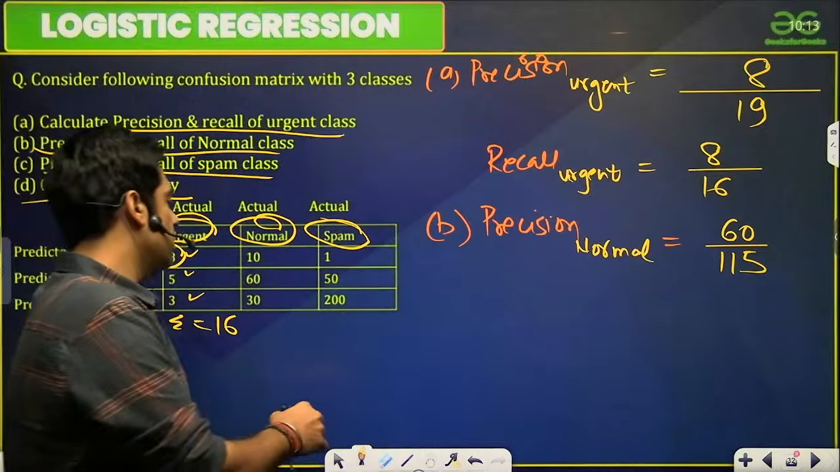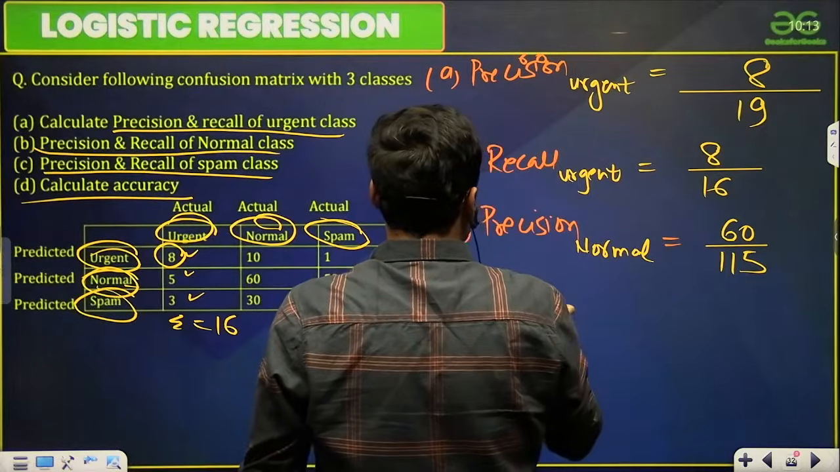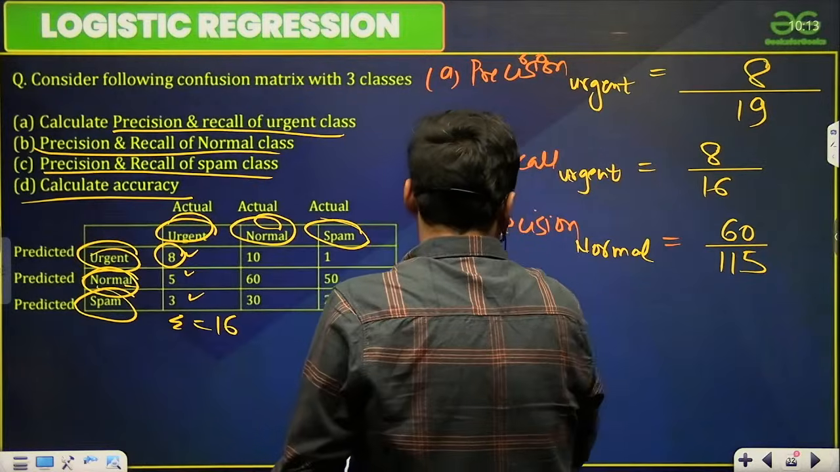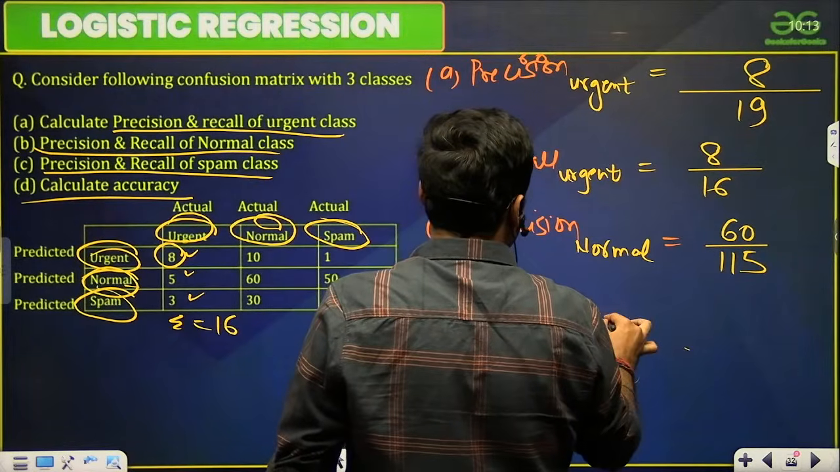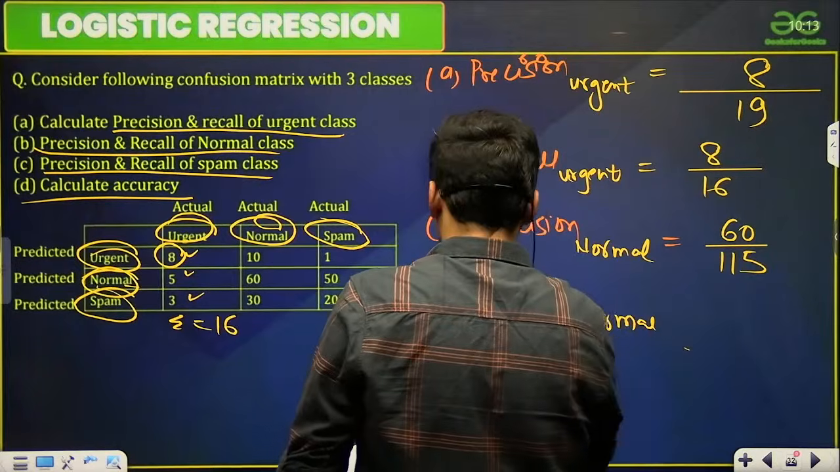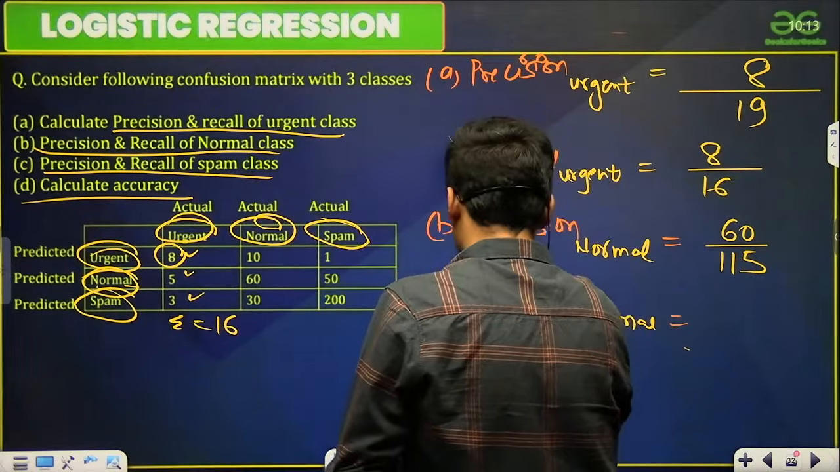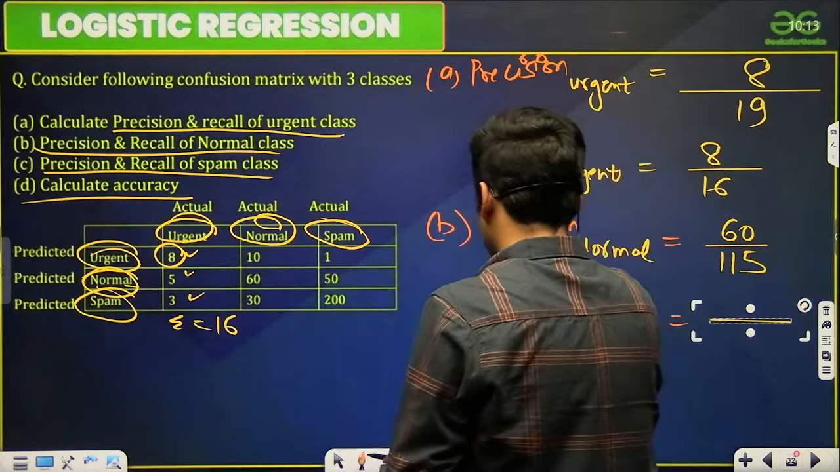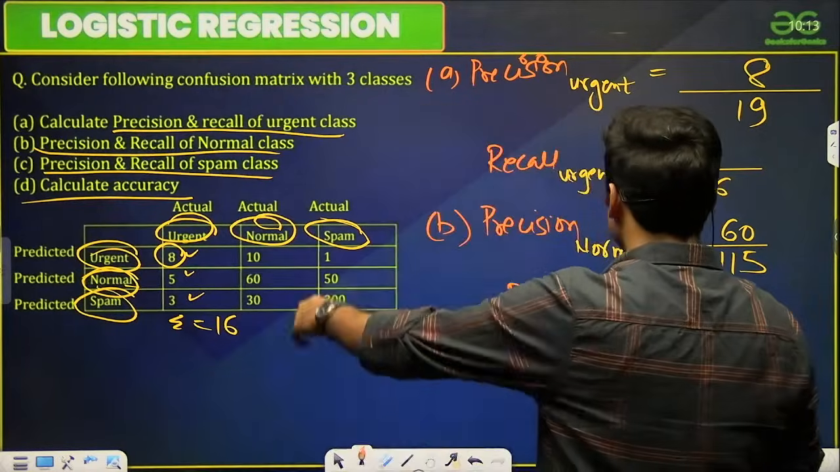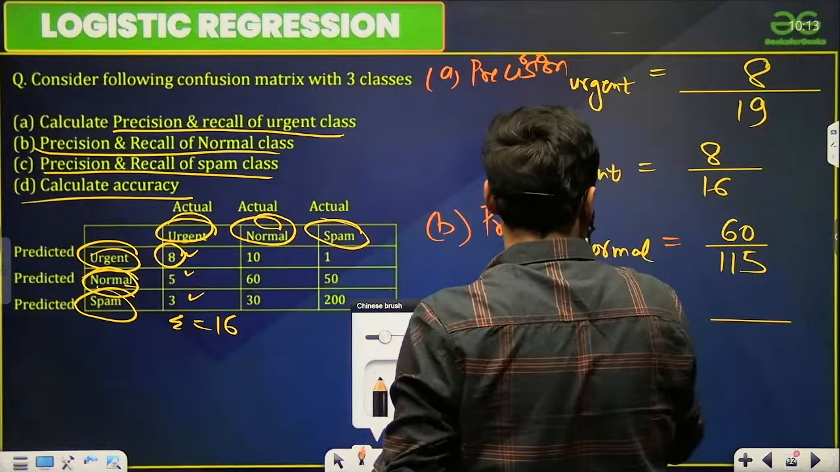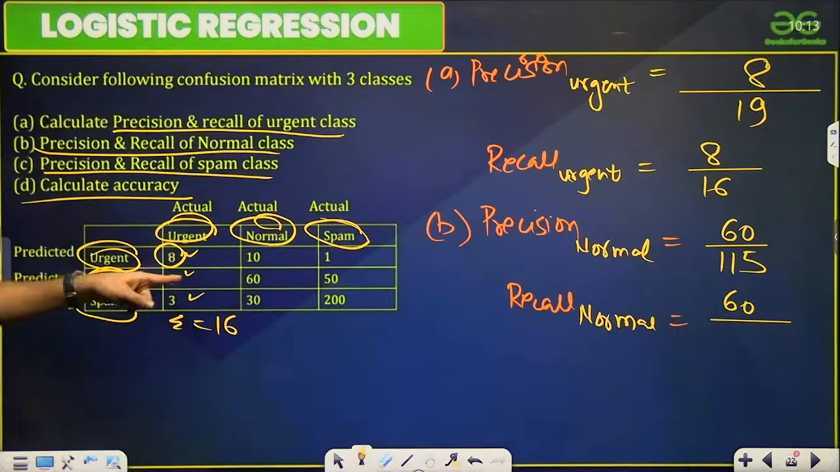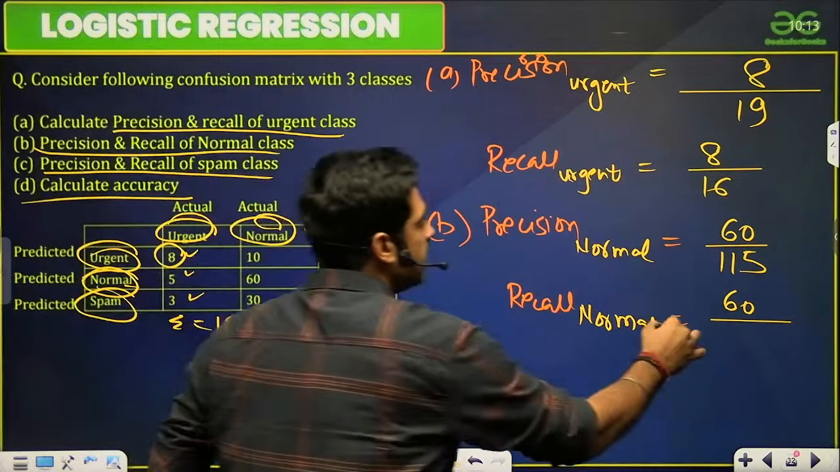And what is the recall for class normal? So recall for class normal is how much? Recall for class normal, how much will it come to? So, true positives, what are the true positives? That is 60 upon actual class normal, which is 60 plus 30, 90, plus 10, that is 100.